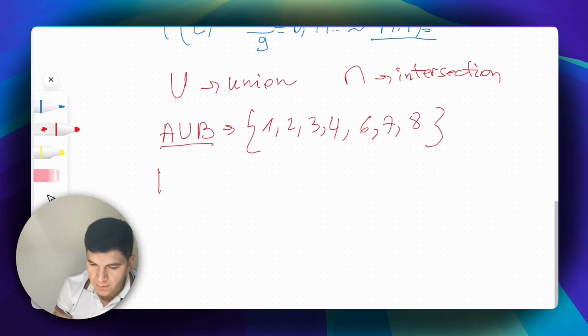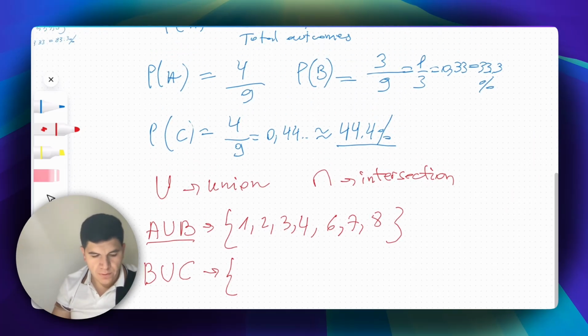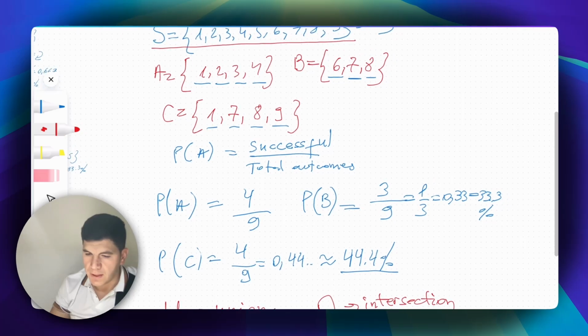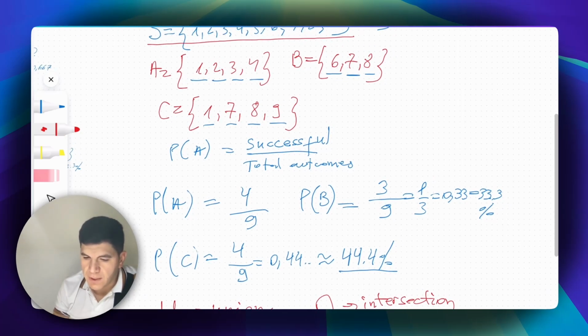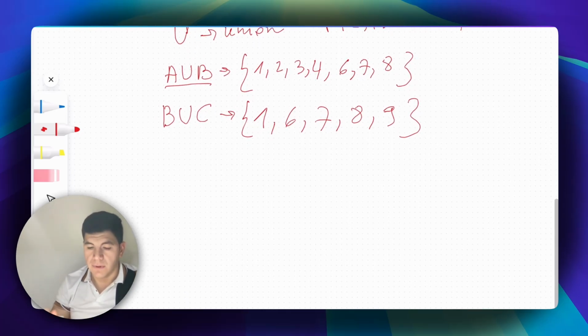What about B union C? What are we going to get here? We know the elements of B are 6, 7, 8. Here we don't repeat an element twice. So we have 6, 7, 8 and 7, 8 repeated, so it will be 1, 6, 7, 8 and 9. We don't write it twice if it's repeated. So this is our result of B union C. So again, let's have a look now.